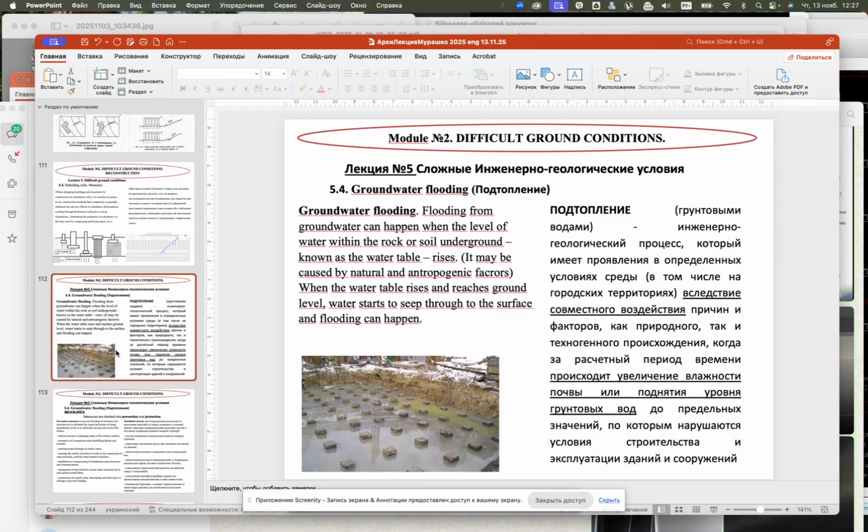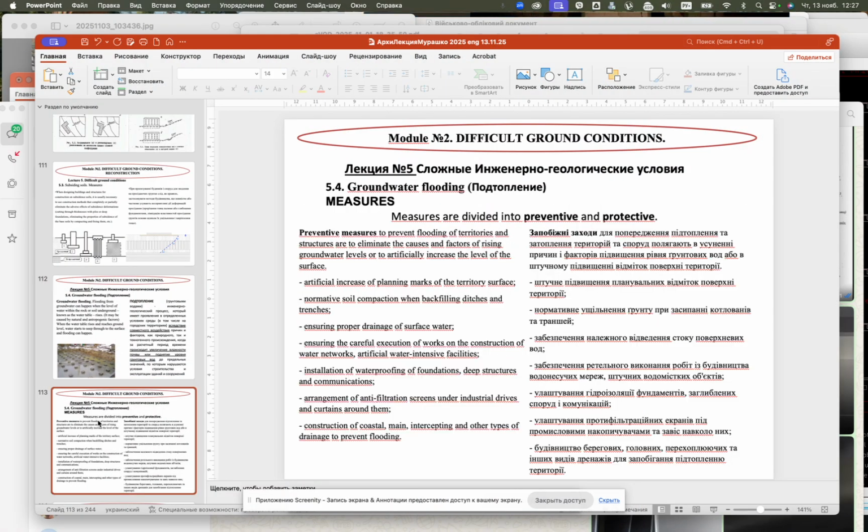So only this analysis will give you the info about how hazardous or not the ground on your construction site is. So next, what should we do when we are erecting a building or designing a building on sites with a groundwater flooding hazard?